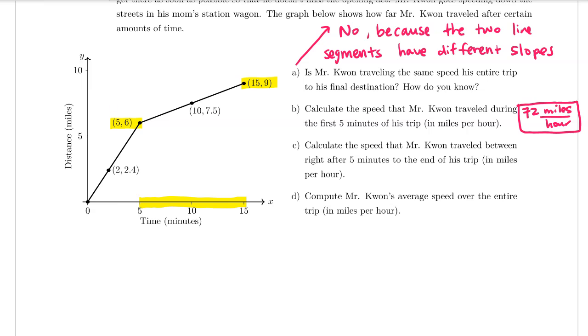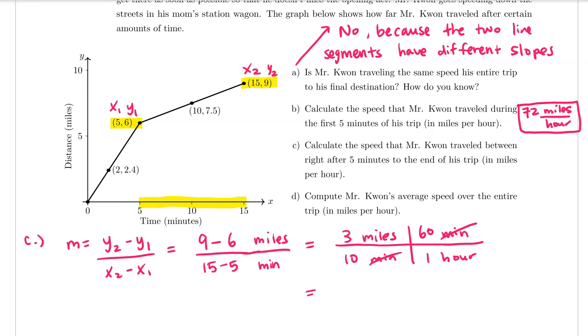And let's go ahead and label them. I can call this one x1, this one y1, this one x2, and this one y2. So for part C, we again want to calculate the slope using y2 minus y1 over x2 minus x1. And I'm going to go through this kind of quickly. So now if I go through and multiply, 3 times 60 is 180 divided by 10 is 18 miles per hour. And that is our speed over the second leg of our trip. That takes place between 5 and 15 minutes.